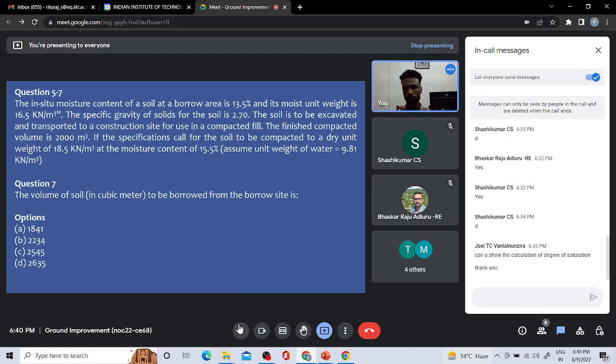Any lead in this question? Can anyone tell me what should be the basic formula or concept we should use before proceeding?